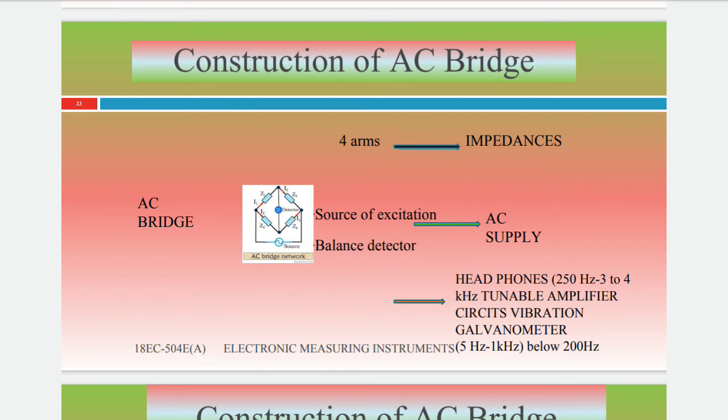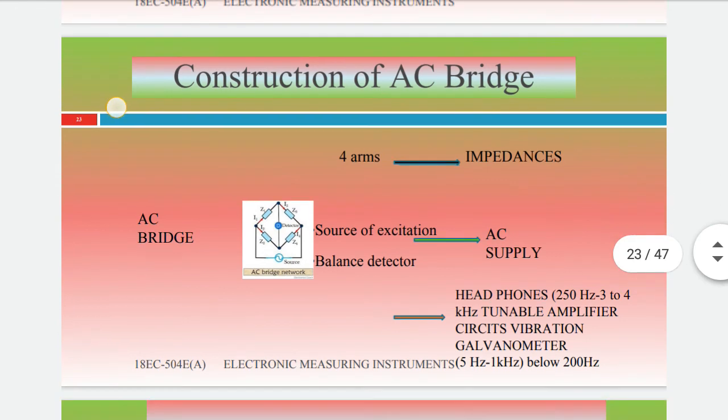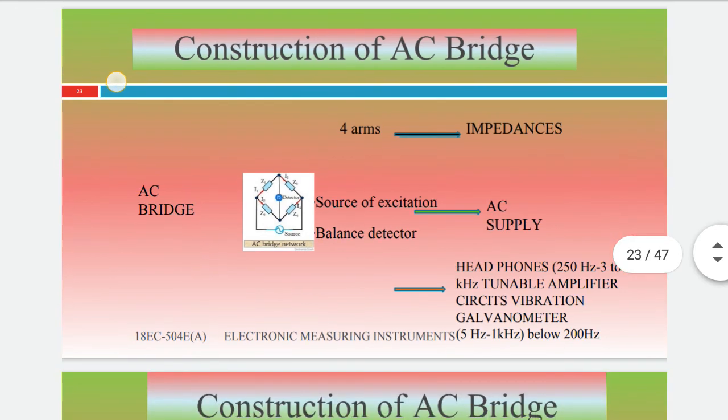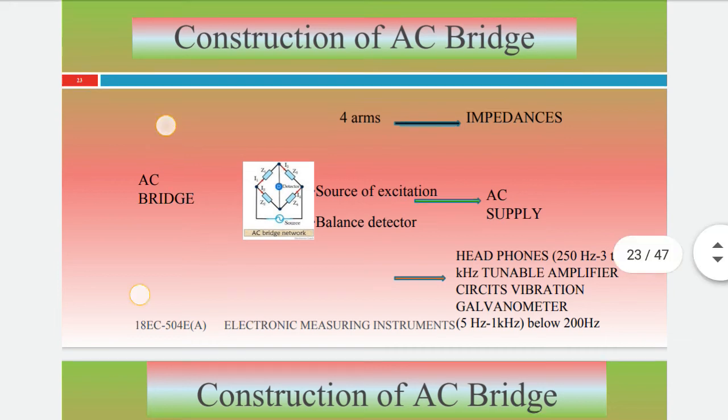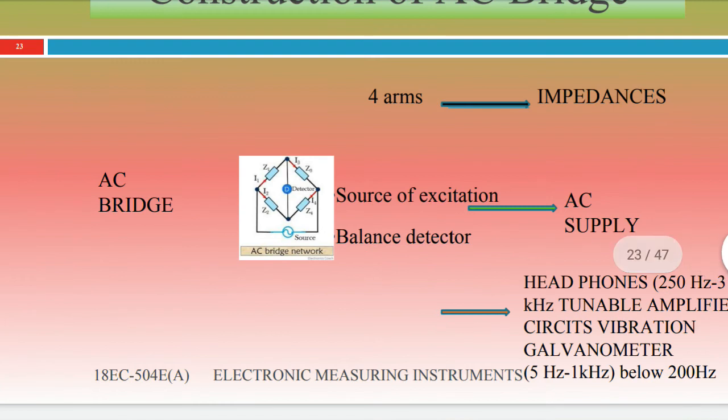Bridges are of two types, DC bridges and AC bridges. DC bridges are used for resistance measurement, and AC bridges are used for the measurement of parameters like inductance and capacitance. Now, let us move on to our next topic, the construction of an AC bridge. It consists of four arms, a source of excitation and a balance detector.